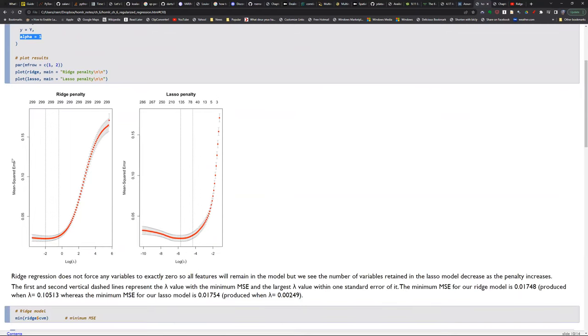Okay, the function that we are minimizing here is the mean square error, but it could be other functions. It could be root mean square error, mean absolute error, et cetera. But this is the default function that glmnet has. So as you can see, this is the region.